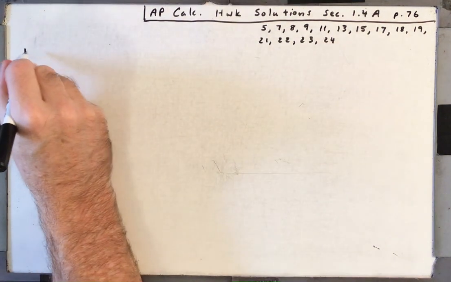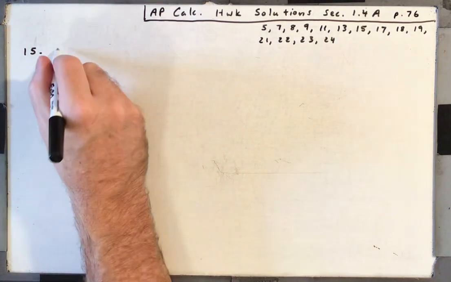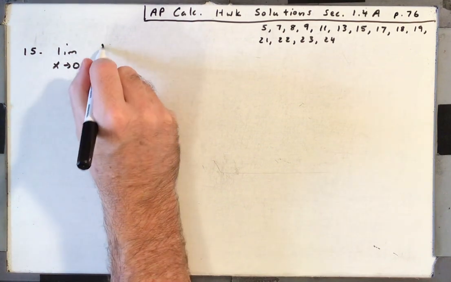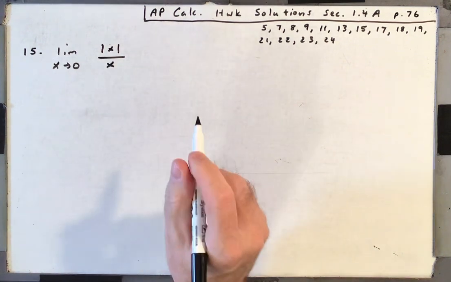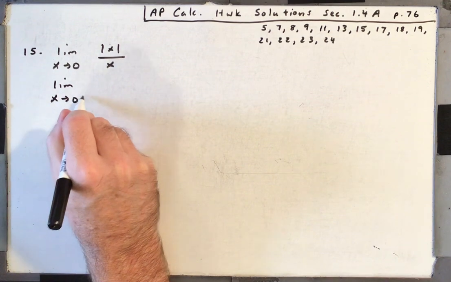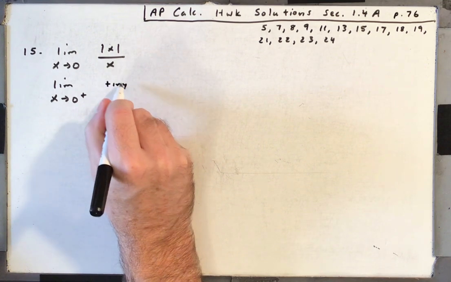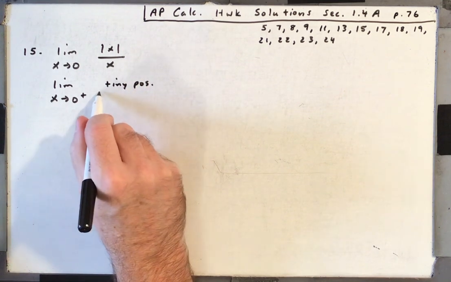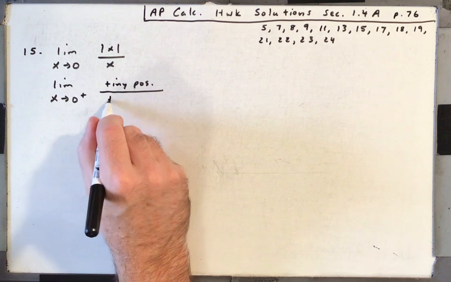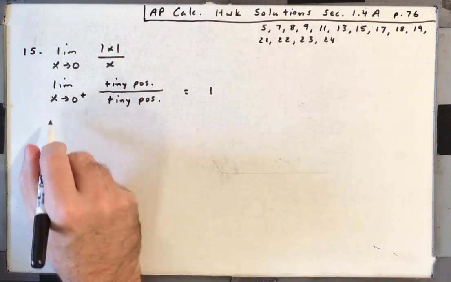Number 15. So that one, we have the limit as x approaches 0 of the absolute value of x over x. Well, it's got absolute value, so we are going to have to analyze from the right and from the left. From the right, it's a tiny positive number we're going to put in. Okay, tiny positive, so from the right, say 0.001, and also a tiny positive on the bottom. So that's going to be 1.